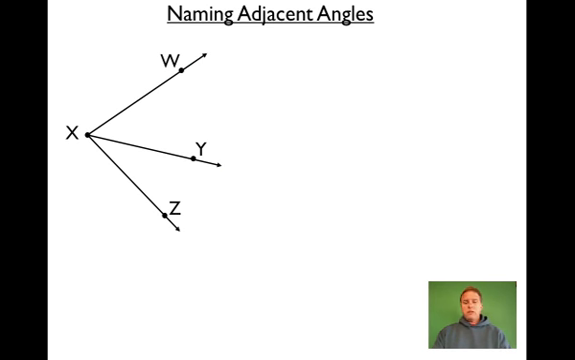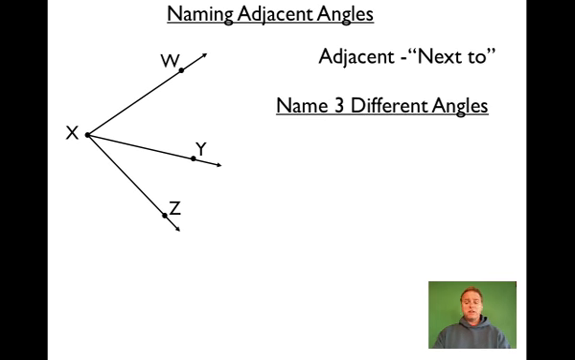So here I'd like to name adjacent angles. An adjacent angle means next to. So adjacent means next to. I want you to name three different angles. So we can start with angle YXW. And when you do an angle like that, you want to have the vertex be the middle letter. So we could also call it WXY. Again, the X is in the middle because it's the vertex.